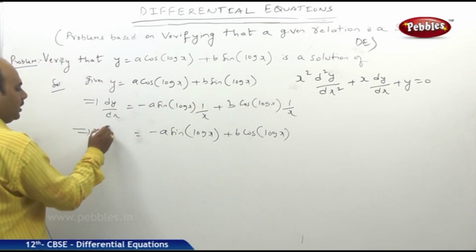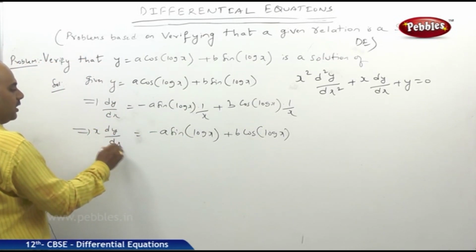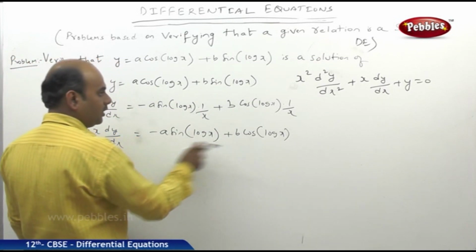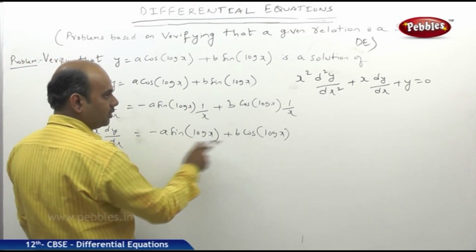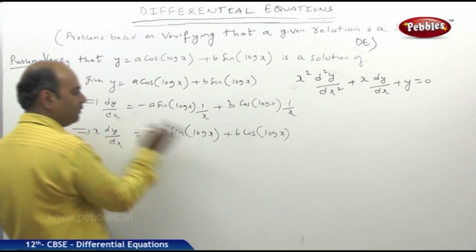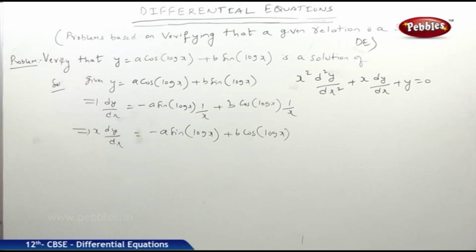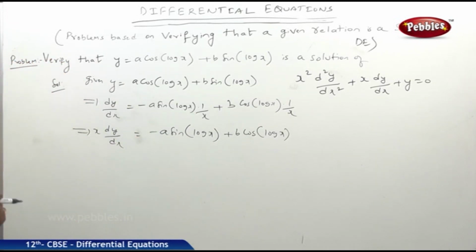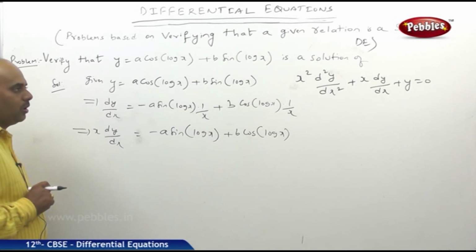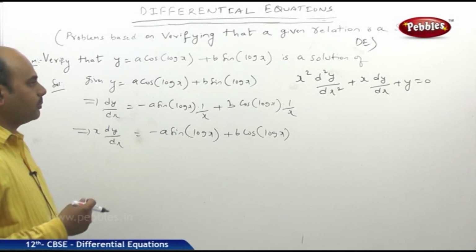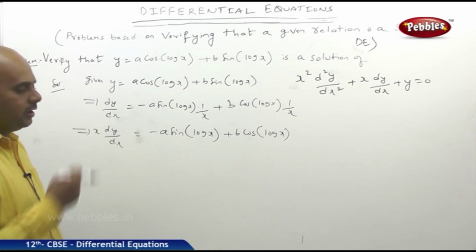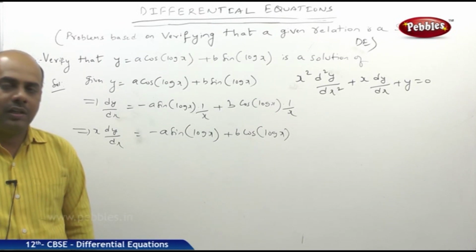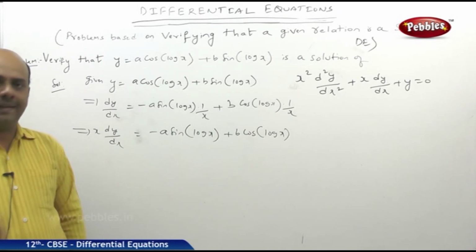Now the x in this denominator I will send to the left hand side. So we get x into dy by dx is equal to minus a sin of log x plus b into cos of log x. Here I will be doing a small magic. Like the previous problem, I won't be substituting in the differential equation directly, and I shall tell LHS is equal to RHS.